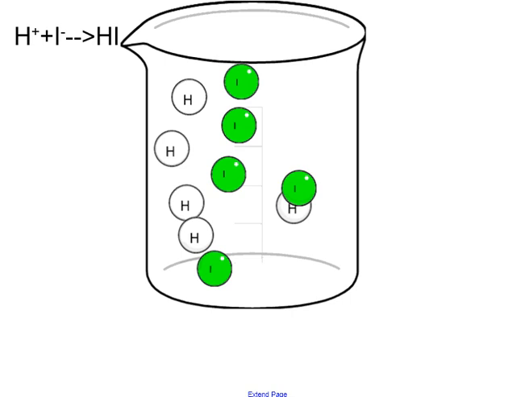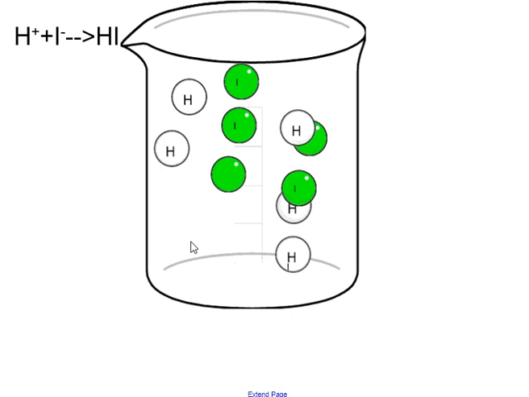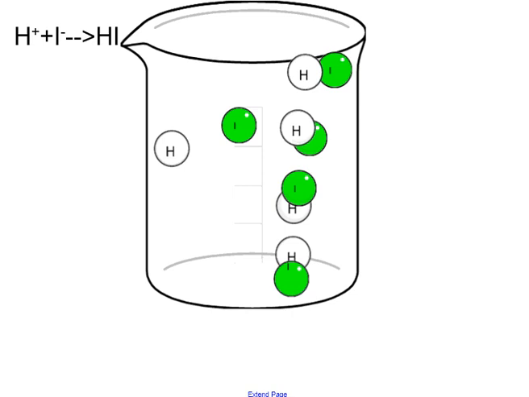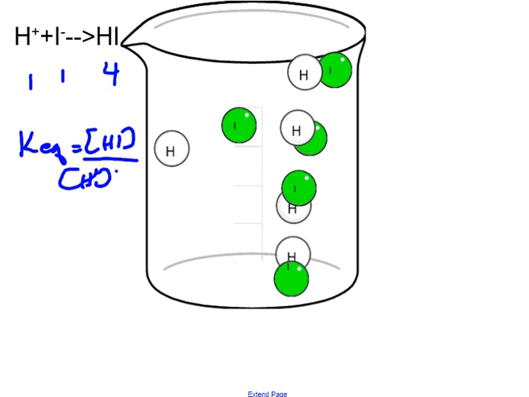We can see that as soon as hydrogen and an iodine reacts, the amount of hydrogen and iodine go down, and we know that equilibrium could set up at any point. We could continue this until we have many hydrogen iodides and hardly any H and I's left. If the equilibrium hits at this point, you'll notice that we have 4 HIs and 1 each of the hydrogen and iodine. My Keq is going to be the concentration of my HI over the concentration of my hydrogen ion times my iodide ion, which is 4 over 1 times 1. That will give me a value of 4.